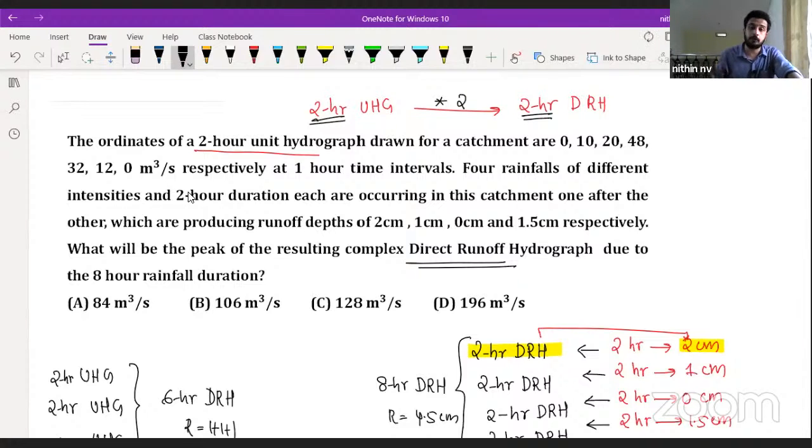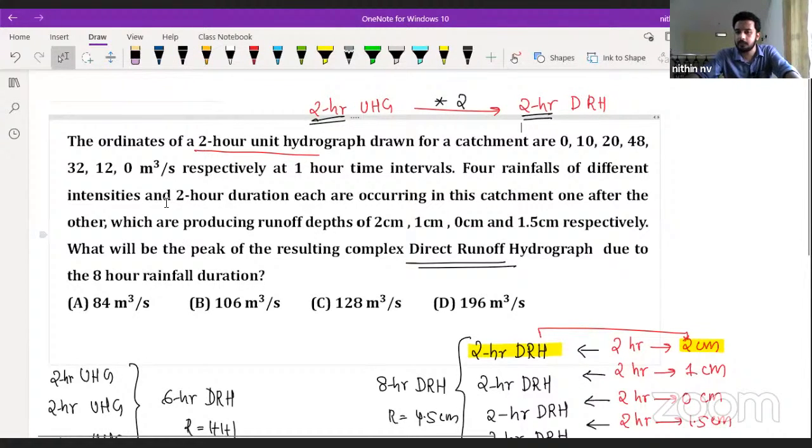If it was 3-hour or 4-hour, then we cannot use it. Here the duration is same, so we can easily multiply. If I want 2-hour DRH, I'm not asking 8-hour DRH, I'm asking you 2-hour DRH. Okay, my question is not 8-hour, it is 2-hour. Okay, is it clear now?